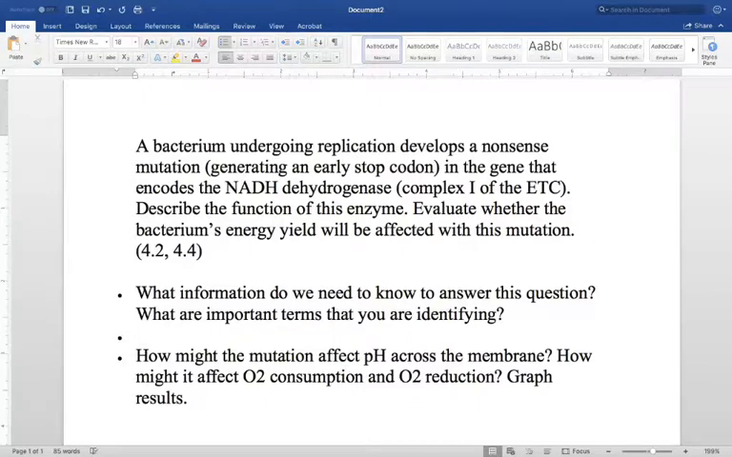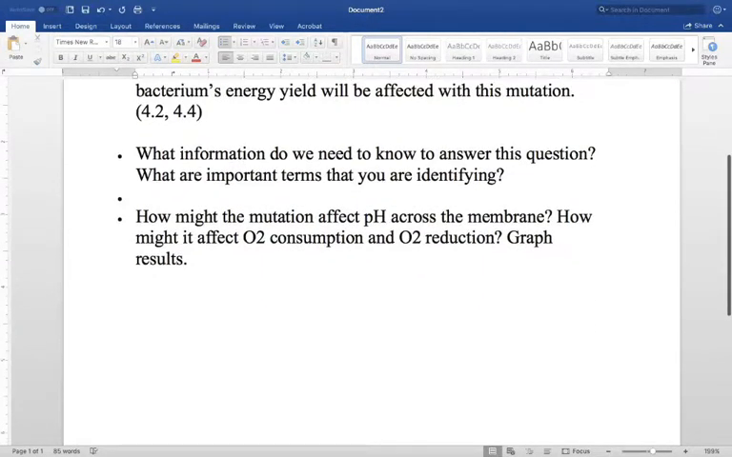So then the other part of this asks, how might the mutation affect the pH across the membrane? It's a slightly different question than the one I asked about hydrogen ion concentration, but it's similar. And then how might this affect oxygen consumption? Here's what I want you to do. I want you to draw two graphs for yourself now.